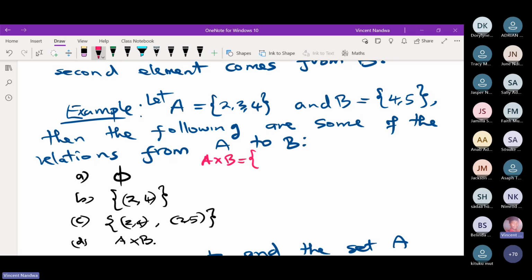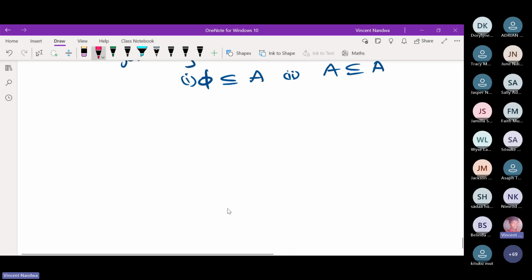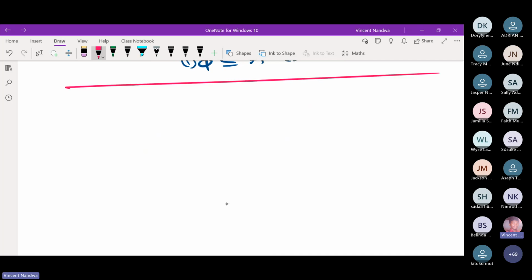Do you recall what we mean by Cartesian product of two sets? Do you remember what we mean by Cartesian product of two sets? You can actually, the answer is either yes or no. If you don't know, then I can remind you. No. Okay, so recall, we have already given that Cartesian product.